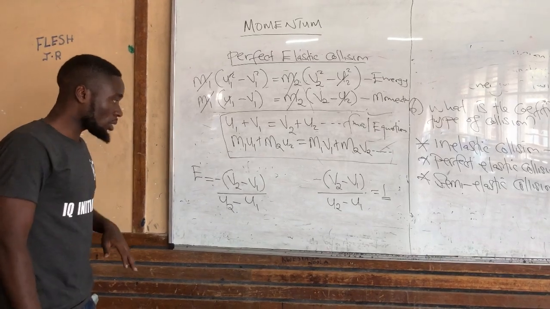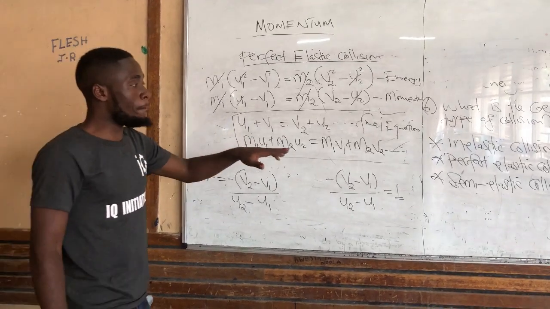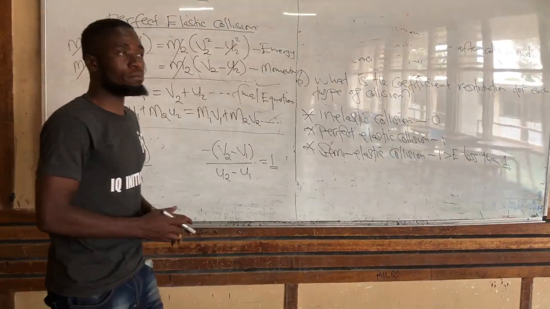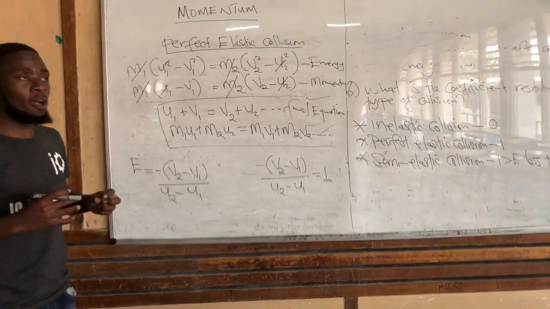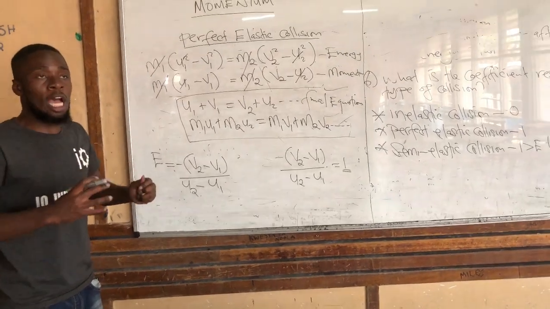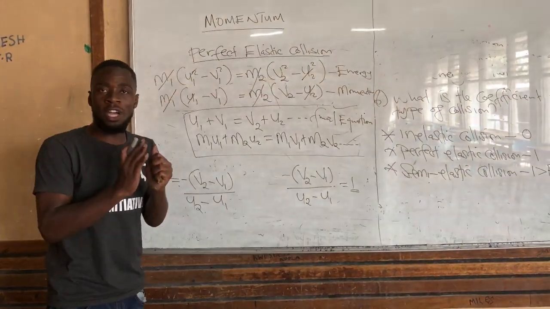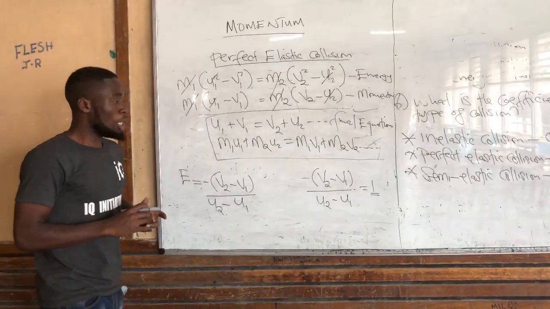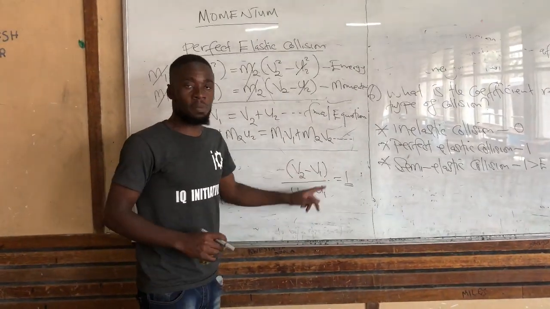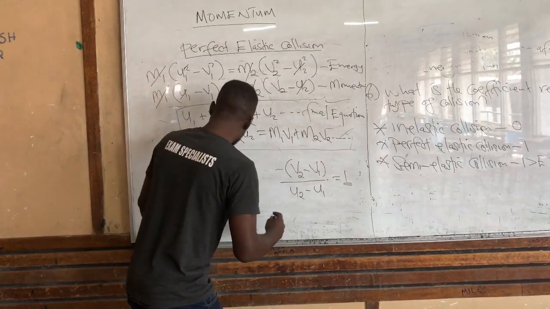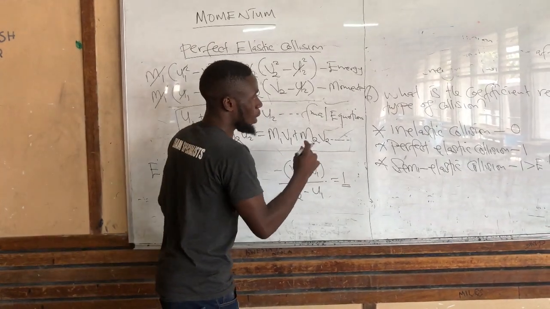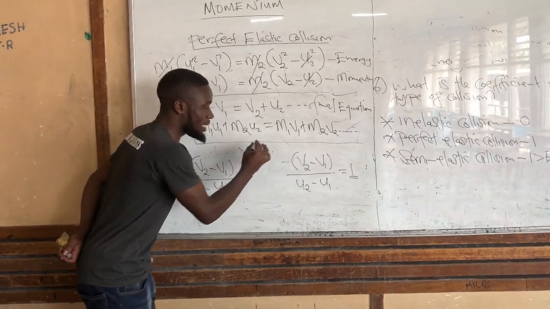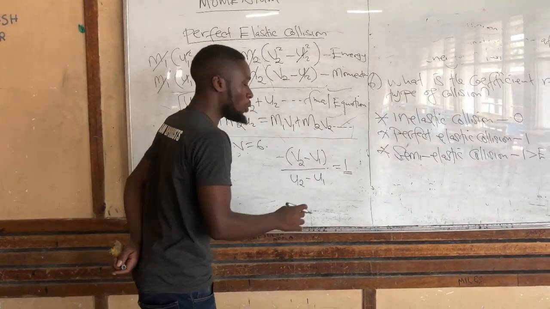But we said for inelastic collision it equals 0. Why is it 0? We said that after the collision, because they stick together, they only have one final speed. So V2 and V1 will be the same. What if we say after they stick together, the final velocity is, let's say, 6? Let's try to replace 6 here on top and see what we get.